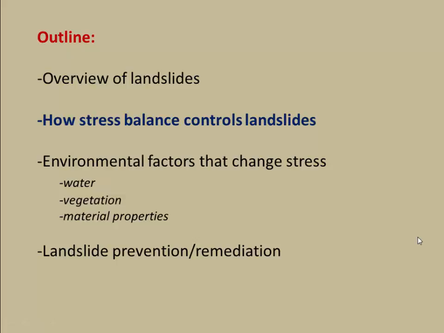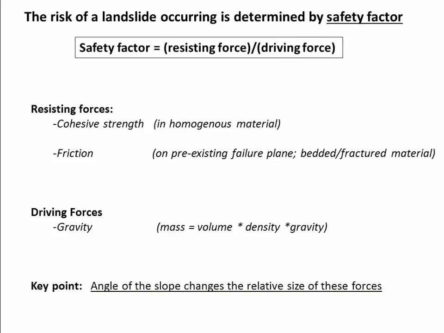All right, so now you're familiar with the basics of landslides. Let's look a little bit at how the stress balance acting on material controls the likelihood of whether a landslide will occur or whether it won't occur. Obviously, not all slopes are going to fail by landsliding. So how do we predict which slopes are at the highest risk of failure?